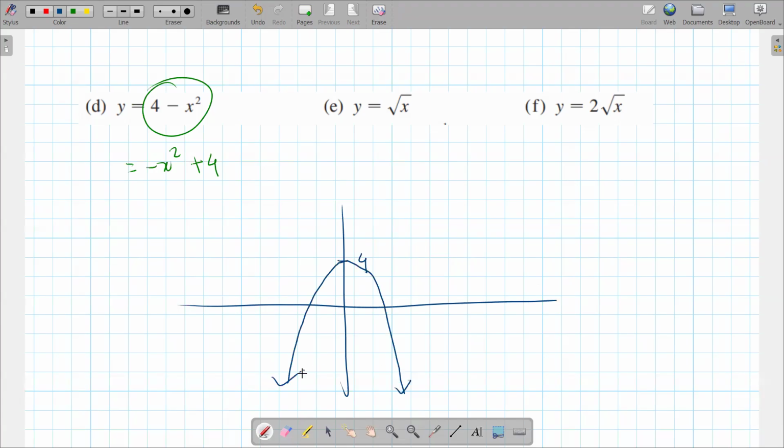Done. Y equals the square root of x is just the parent function, the square root function. It goes through 1, 1, goes through 4, 2, and if you keep going, goes through 9, 3. Just a square root function. Now part F. Part F is related to part E. You have a square root and you have 2 times the square root. Does this affect the y values or the x values?